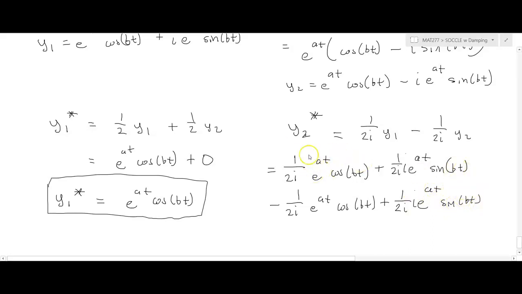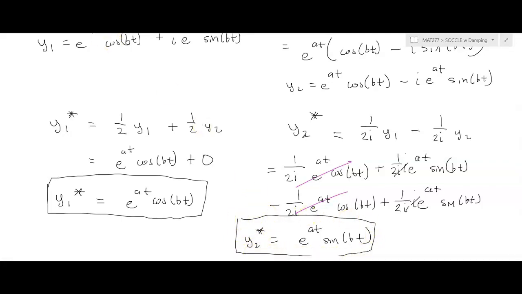And now when I add these, we notice that these two cancel. And what happens with these last two terms is the i and the i cancel, and I have 1/2 of this plus another half of that just gives me e to the at sine bt. And this is what we're calling y2 star.